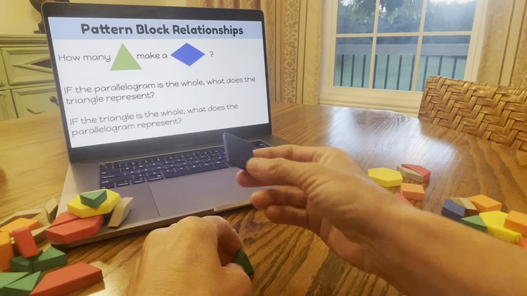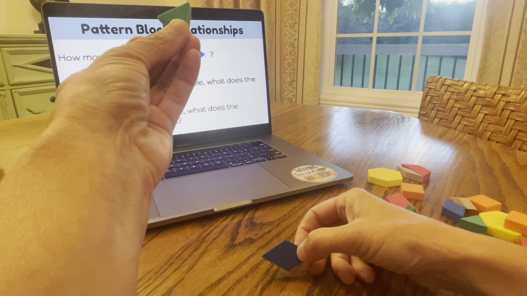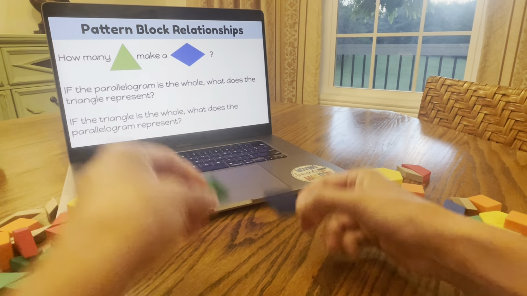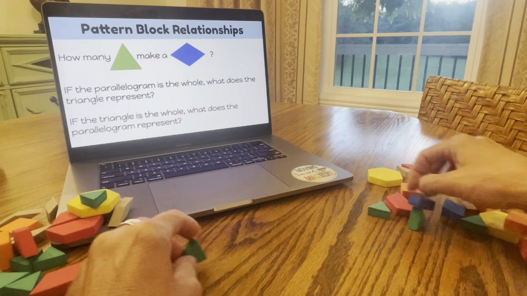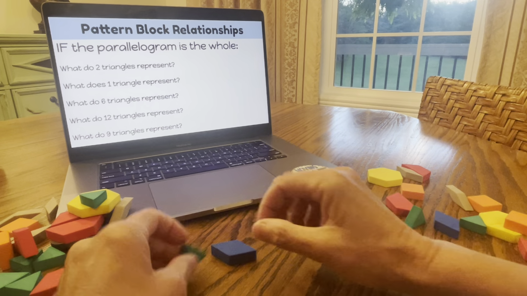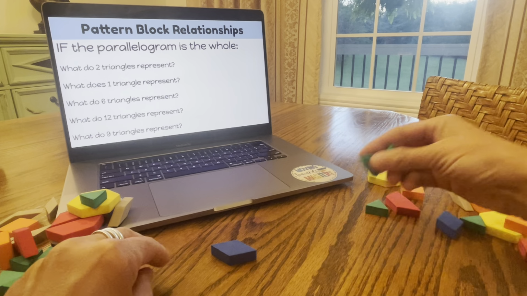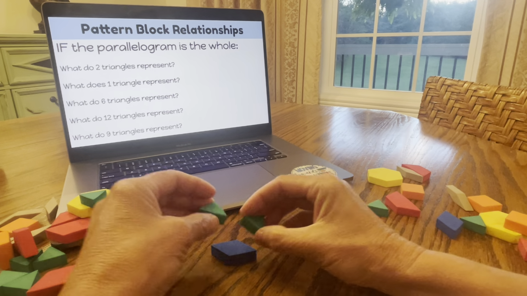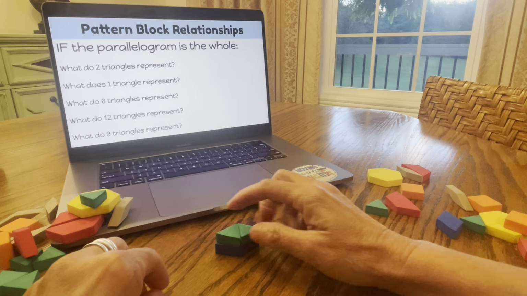Well, what if the parallelogram's the whole? What does a triangle represent? But maybe what if the triangle is the whole? What would the parallelogram represent? We continue with that line of thinking, letting the parallelogram be the whole, and we just begin to build upon our triangles. So what if we have 2 triangles? And they begin to realize that that is a whole.